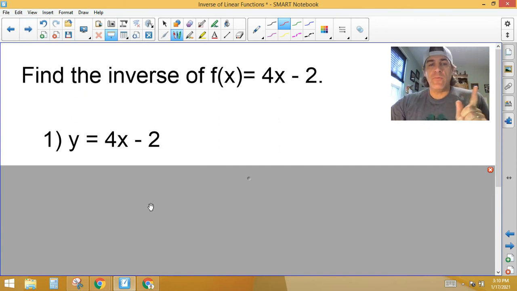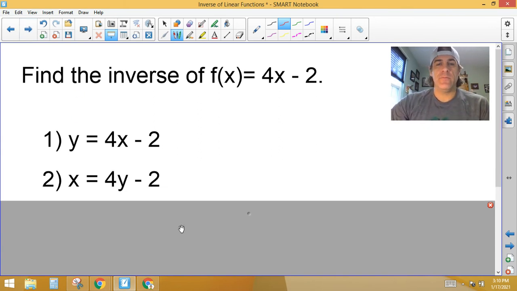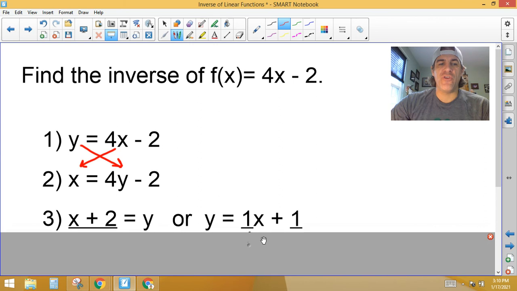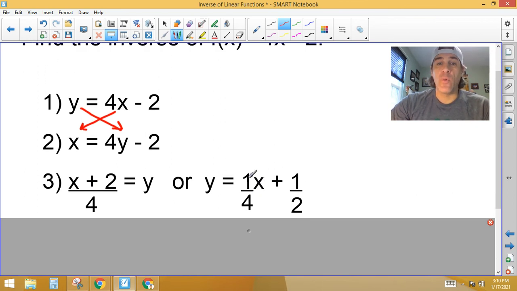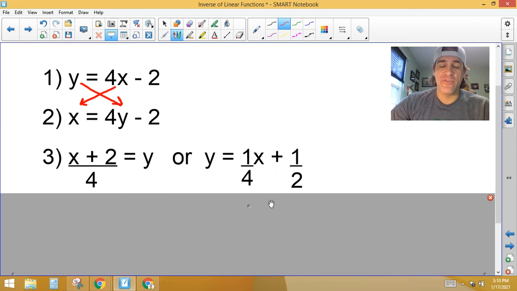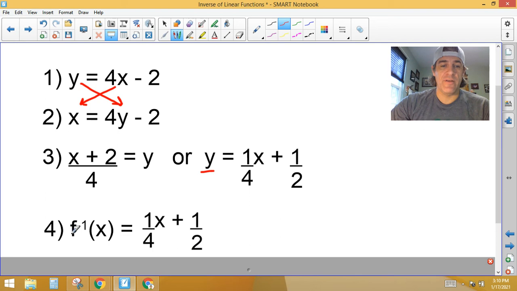Hopefully what you did next was swap the x and the y. Then you solve for y by adding 2 and dividing by 4. I made it a little simpler here: y equals 1/4 x plus 1/2. The final step is replacing this y with f of negative 1 of x. And those are inverse functions.